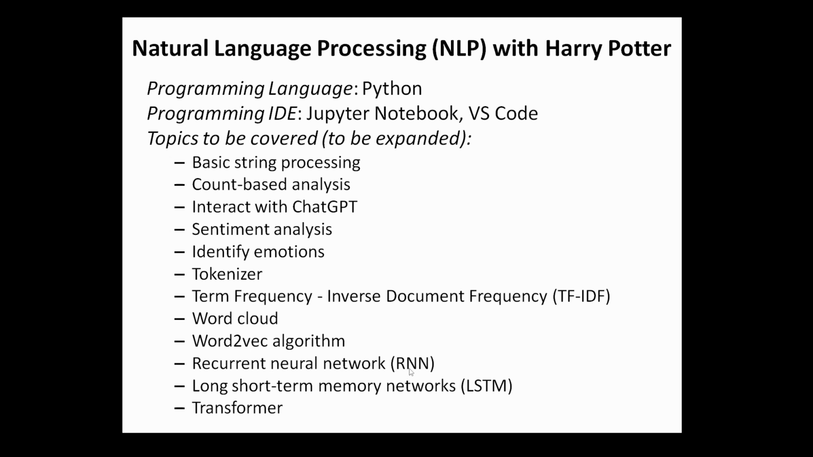Recurrent neural network, RNN, long short-term memory network, LSTM, and transformer. Those three are the topics of deep learning. I will talk about how to use each one of those to build a language model. A language model is a mathematical model that, when given a sequence of words, can predict what the next words would be. So if we give a language model a sequence of words, it can complete the rest of the sentence. It can also complete the rest of the paragraphs.